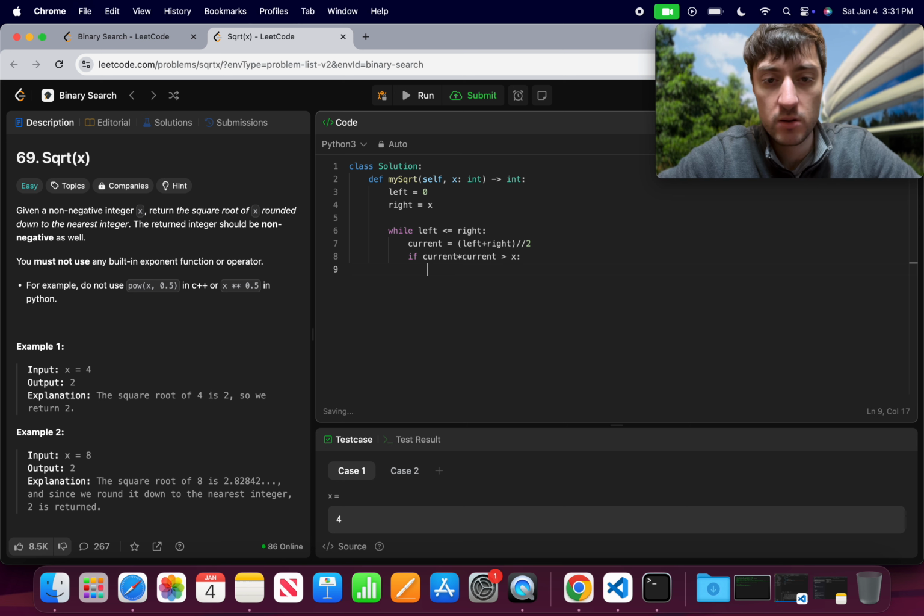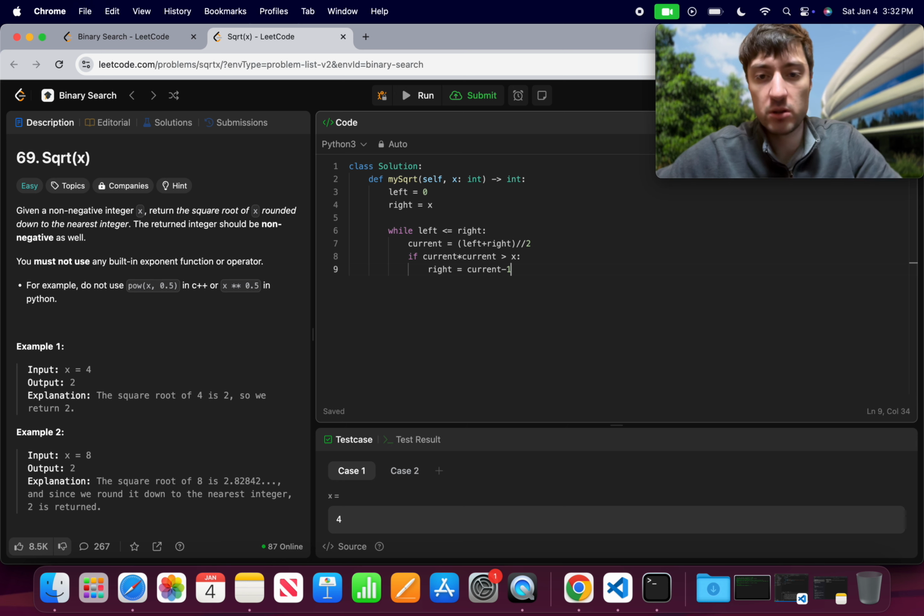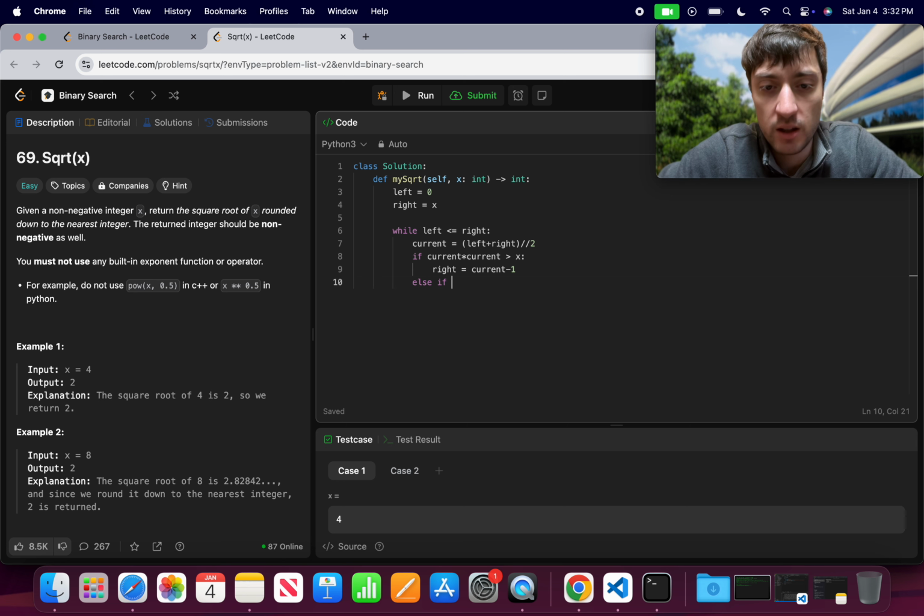So this means that I need to change the right-hand side equals current. So here's 0, here's the top, here's current. Current is too big, so I need to search the space between current and 0. But I already said that current is too big, so can I do current minus 1? I think I should be able to. Current minus 1.